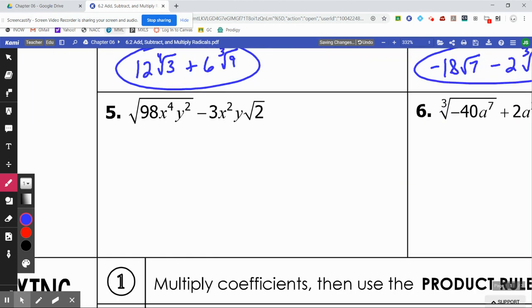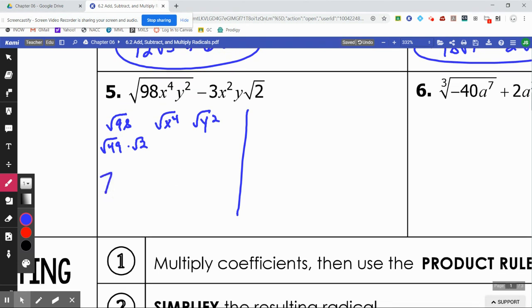Number 5. Now we've got some variables involved, so let's take these one at a time. The first one: root 98, root x to the fourth, root y to the second. I'm going to do it first over here. Square root of 98 is 49 times 2. To take a square root, the exponents need to be even, so I actually know both of those.